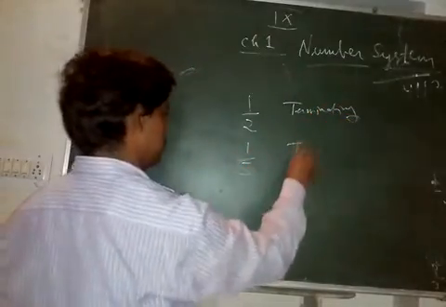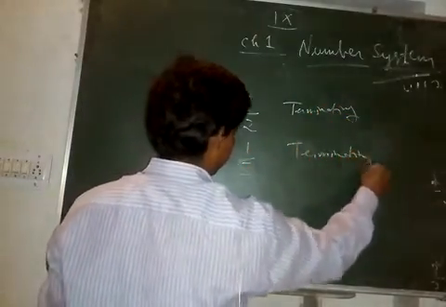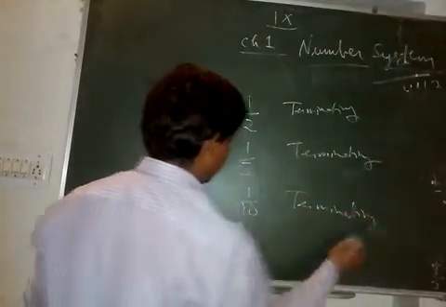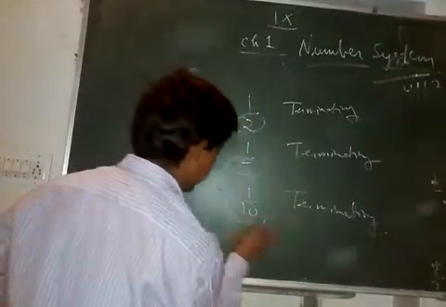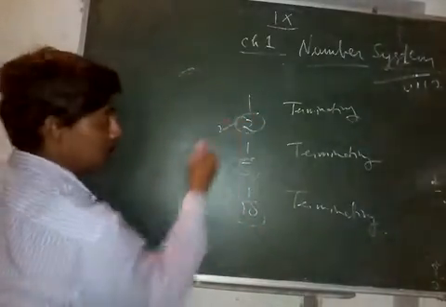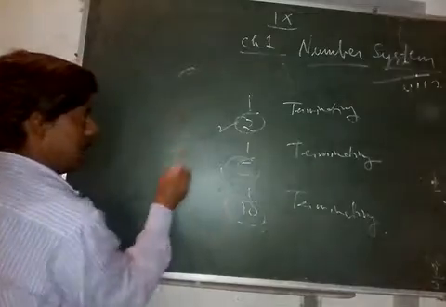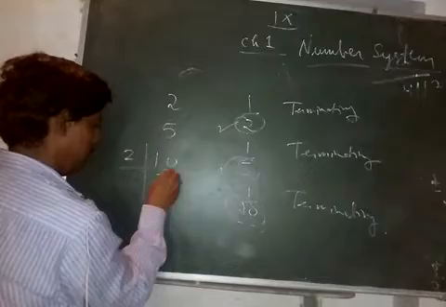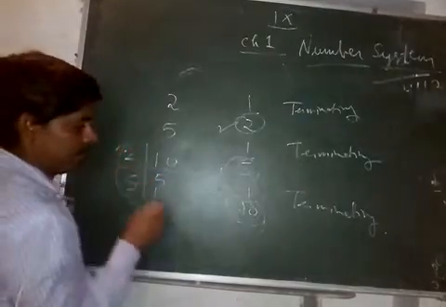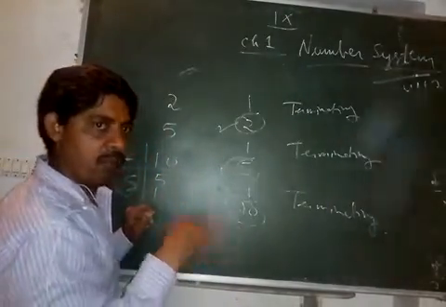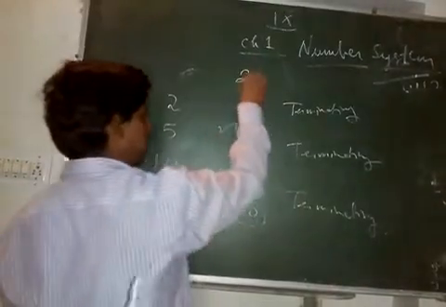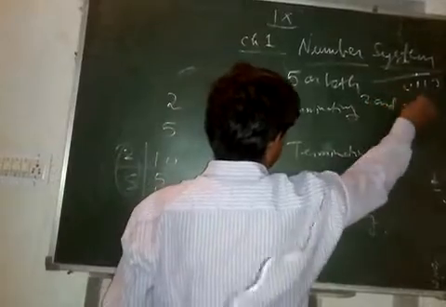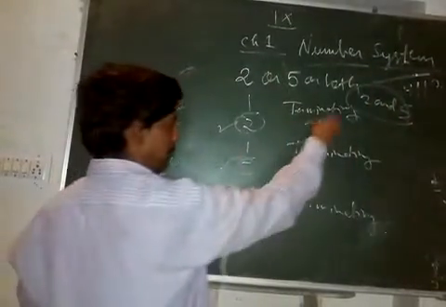1 upon 5 is also terminating, and 1 upon 10 is also terminating. What property do 2, 5 and 10 satisfy? Whenever you take the prime factors of 2, 5 or 10, you will find either 2 or 5. Even in 10, the prime factors are 2 and 5, so you only get 2 or 5. So if you get 2 or 5 or both 2 and 5, then it is terminating.